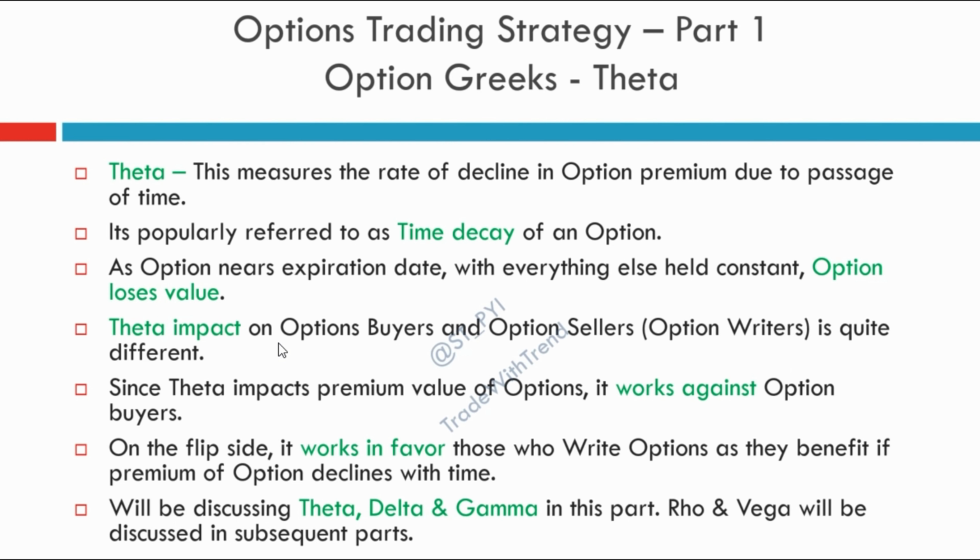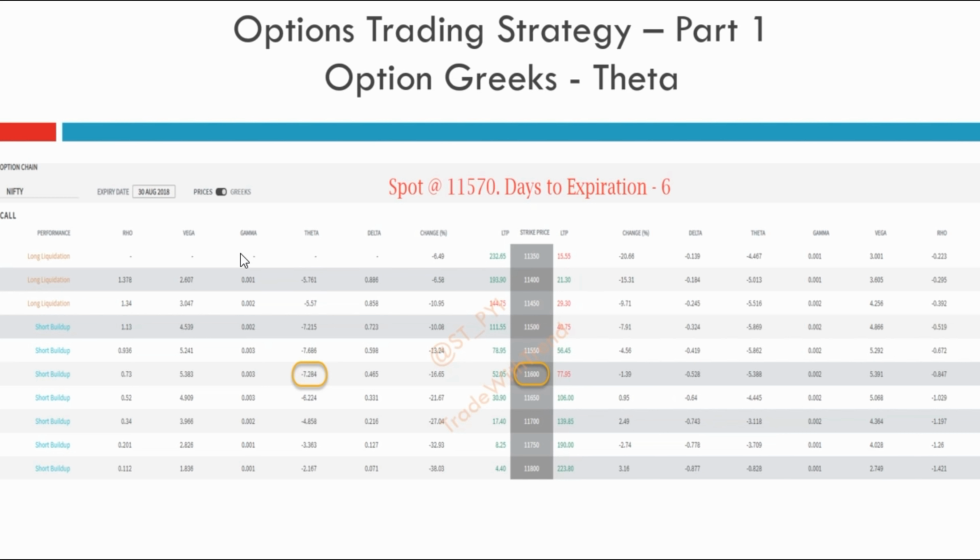Now I'll just demonstrate a practical example of how theta works. This is the option Greek chart. Here, Nifty spot is trading at 11,570. Here we have rho, vega, gamma, theta, delta. Let's come to the 11,600 call option, that is an out of the money option. The premium that you see here, 52, only has time value, right? Because it's an out of the money option. Do you see this theta column? The value is -7.